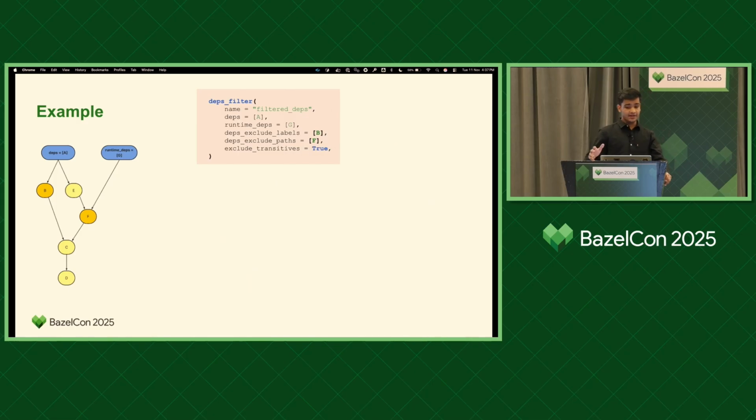If we set exclude transitives to true, then the transitives of the excluded label, that is B, like the excluded labels here is B, so the transitives of B, C, and D will also be removed, and the final graph will contain A, G, and D.